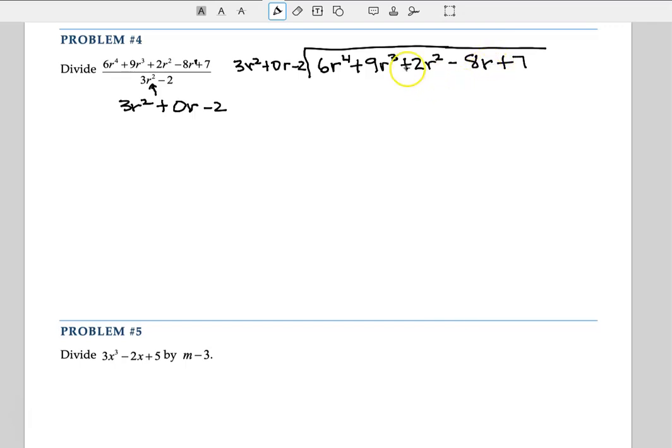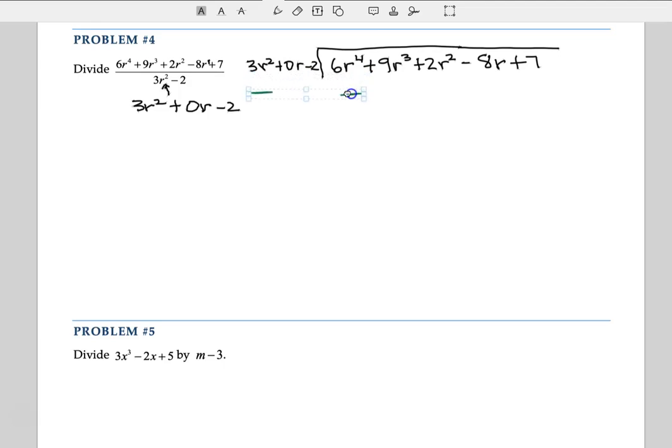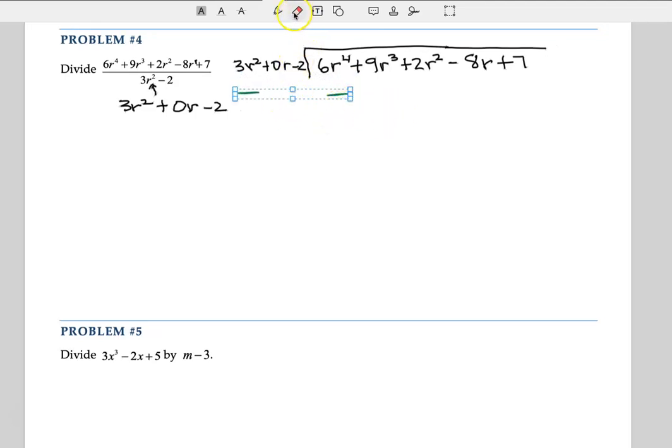Okay, so again, starting this out, you're just looking at the first terms of each of them. Don't think about the other stuff quite yet. If we're looking at these two terms that I underlined, we're thinking, what times 3r squared gives me 6r to the 4th? 2r squared? Yeah, 2r squared.